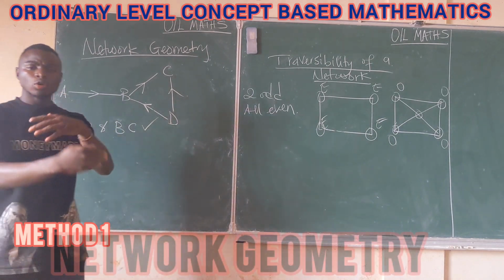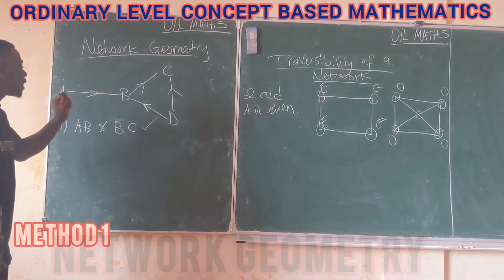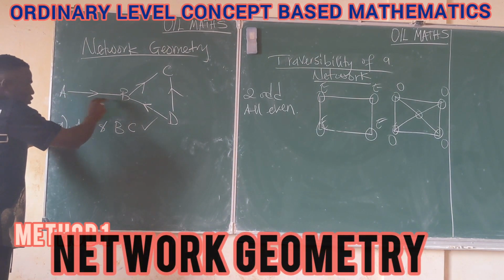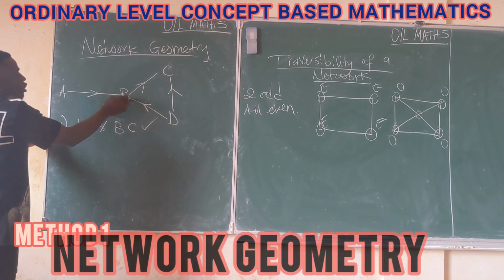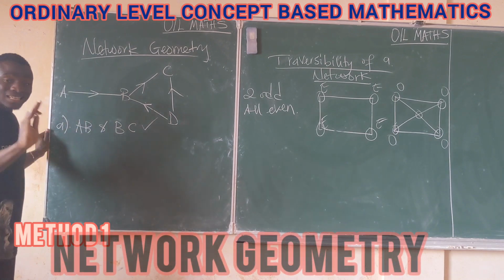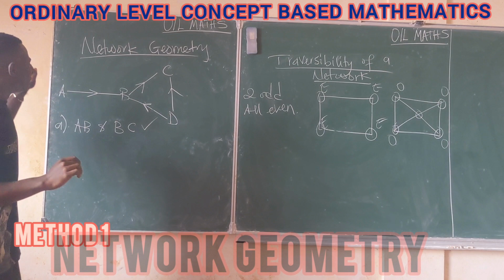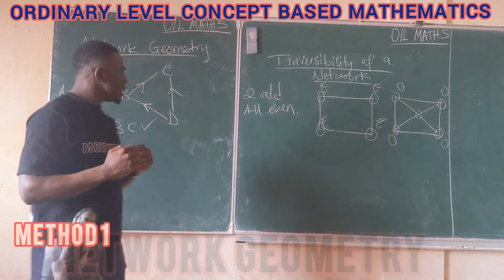That is all about network geometry. You have to take into consideration the direction of the arrow. If you're going this way, you see the arrow is pointing this way, that means it's possible for you to move from A to B. But since the arrow is pointing this way, it is not possible for you to move from B to A because the arrow is against. Is it understood? Okay, now there's what we call directed and undirected links.